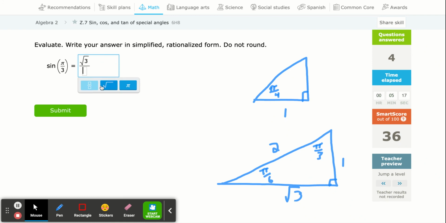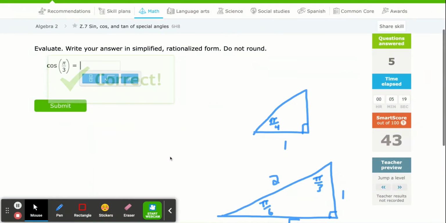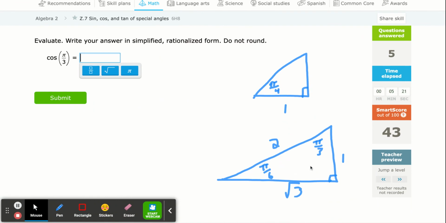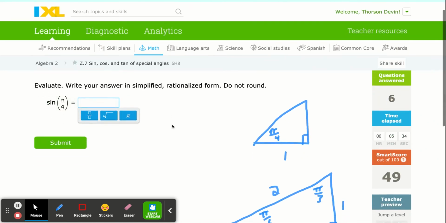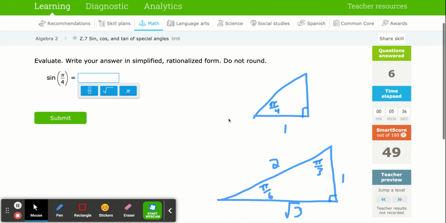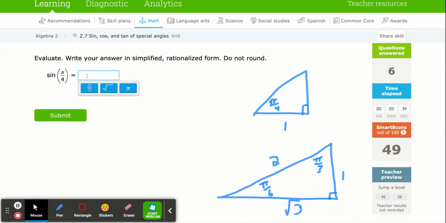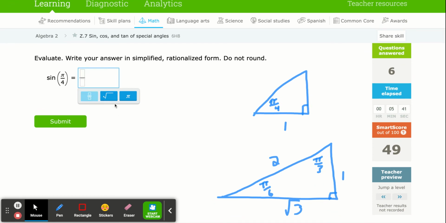And if you have those triangles written down, you'll fly through this. Cosine of pi thirds, here's pi thirds, cosine's adjacent, which is the side next to pi thirds, over the hypotenuse. It's just 1/2. If you have any questions on how to do this, please do bring your questions to class and I will help you. This one, by the way, is the square root of 2 over 2.